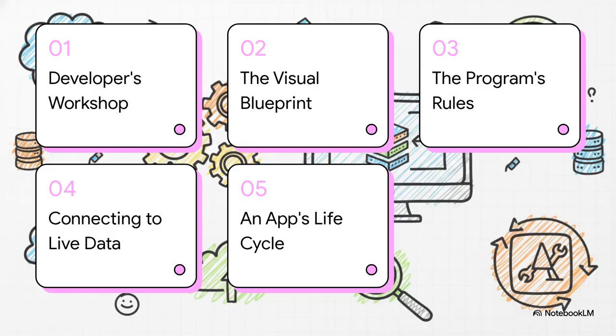So, here's our game plan. We've got 5 key stops on this journey. First up, we're going to step into the developer's digital workshop. Then, we'll see how they design the visual part you actually interact with. After that, we dive into the rules, the code that makes it smart. Then, we'll see how it connects to live data. And finally, we'll explore the surprisingly complex life an app leads right on your device.